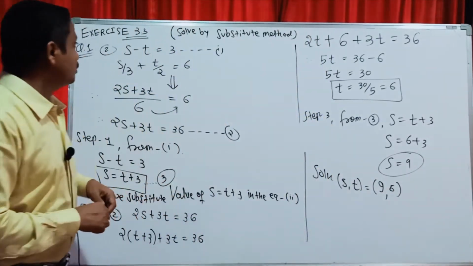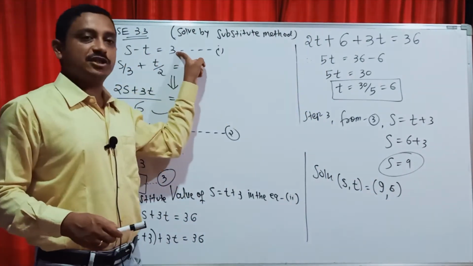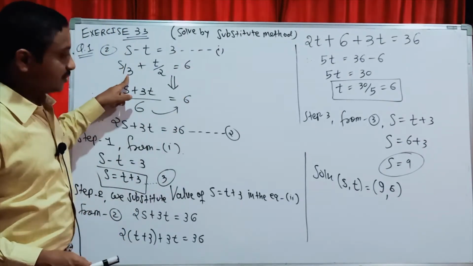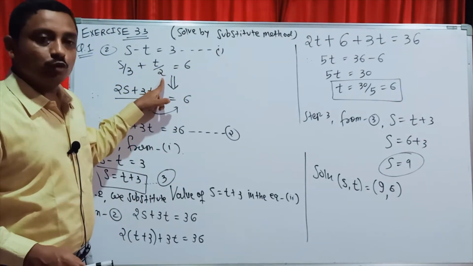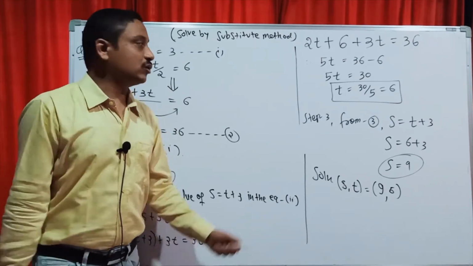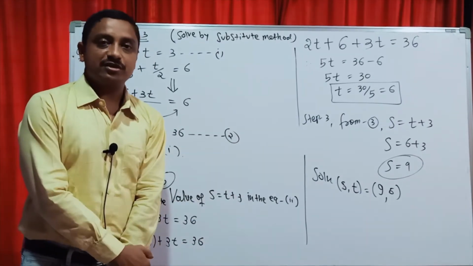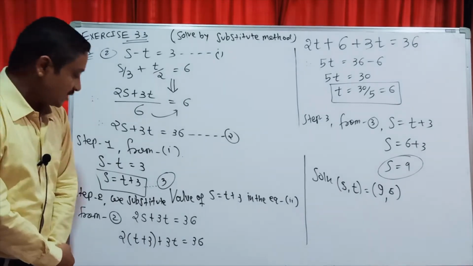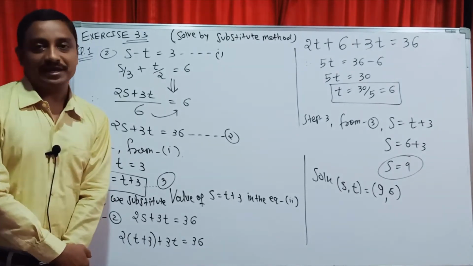And this answer you also check here. 9 minus 6 is equal to 3. 9 by 3 means 3. 6 by 2 means 3. It gets 3 plus 3, it is 6. And this illustration or exercise, question number 1 and 2, is also happily done here, students.